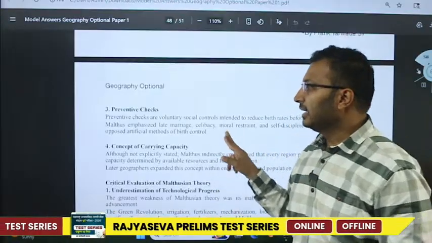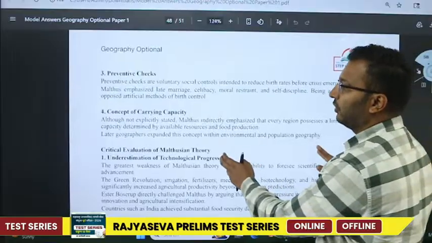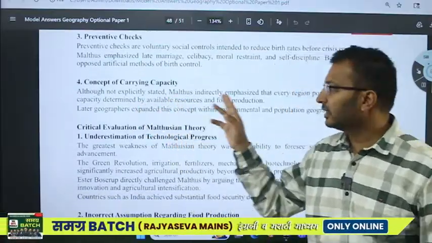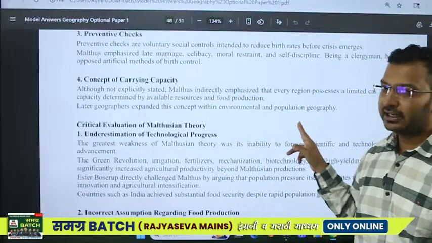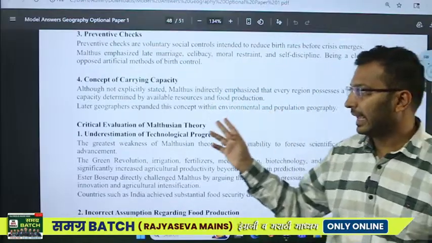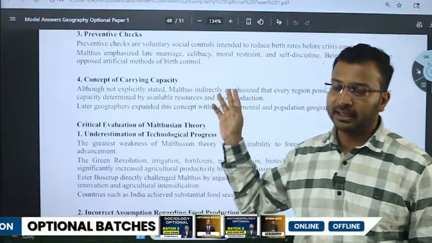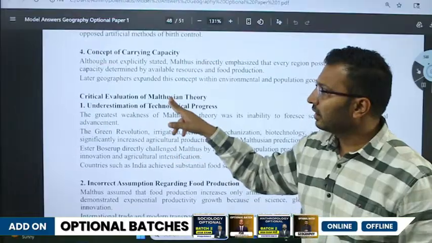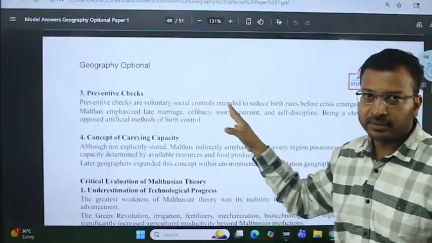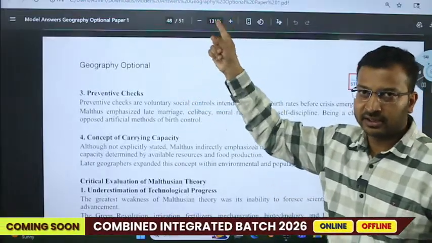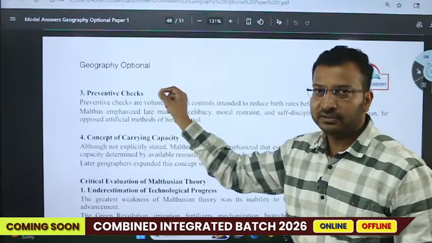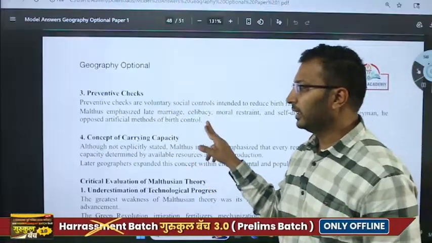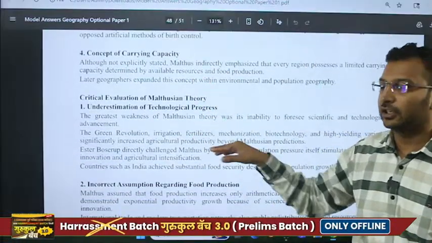Then he also talked about the concept of carrying capacity, not explicitly, but he indirectly emphasized that every region possesses a limited carrying capacity which is determined by the available resources. You can write all these things in detailed statements, but I would suggest, since they have asked for critical evaluation, just write preventive checks, moral restraint, these keywords. Then go on to write the critical evaluation which has actually been asked.